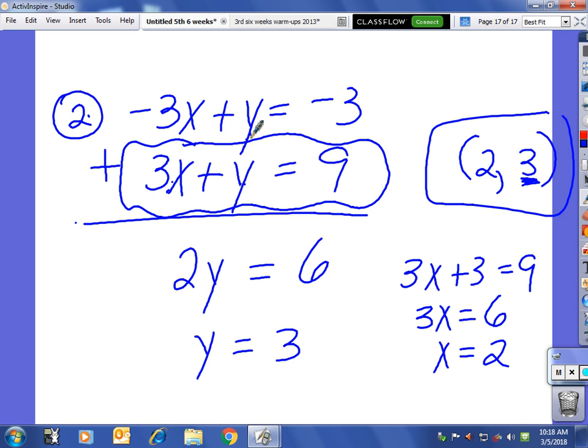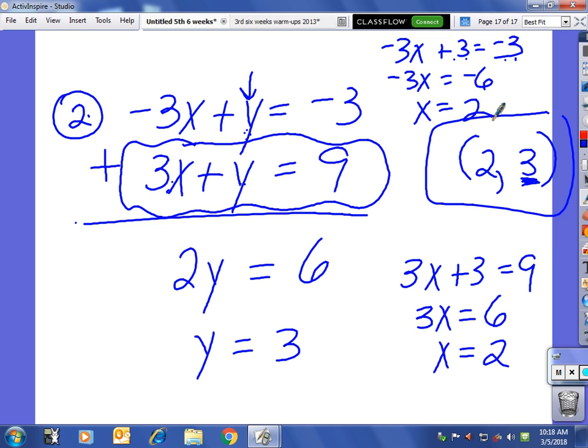I'm going to put a y equals 3 into this one just to show you I'm going to get the same answer either way. 3x plus 3 equals negative 3. I'm just trying the other equation. I put in my y value for this y. That would give me negative 3x equals negative 6 when I subtract 3. And negative 6 divided by negative 3, also positive 2. So it doesn't matter which equation you do the second part with.